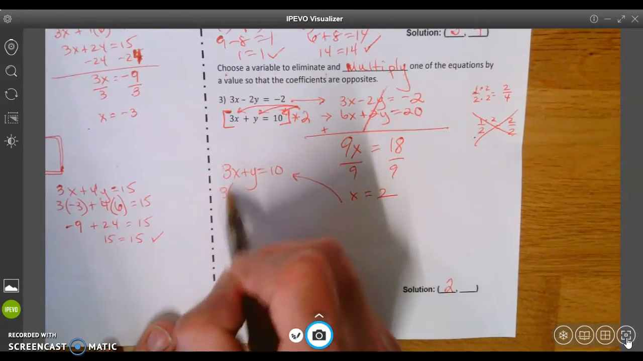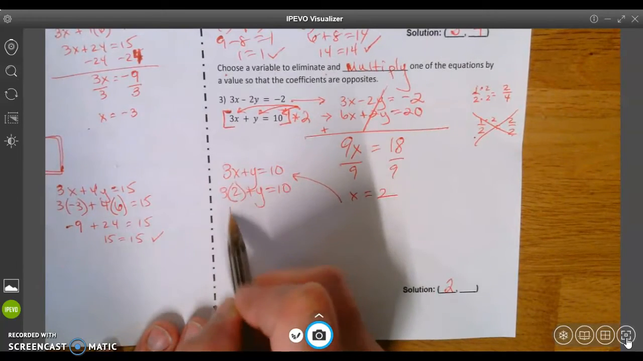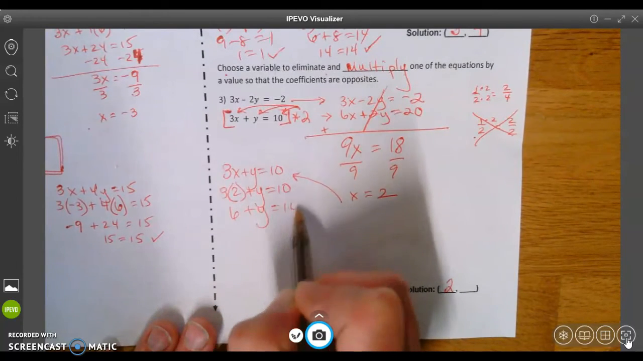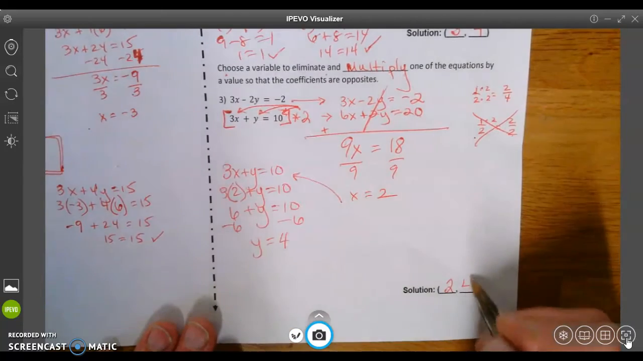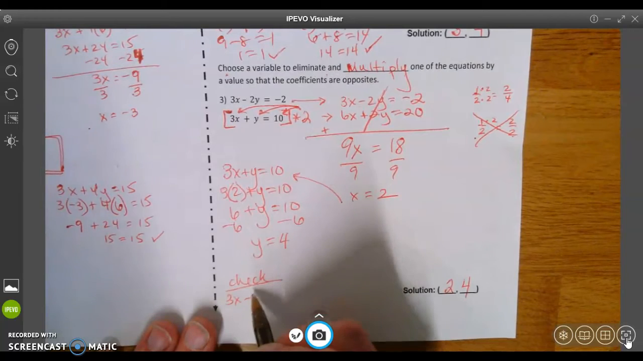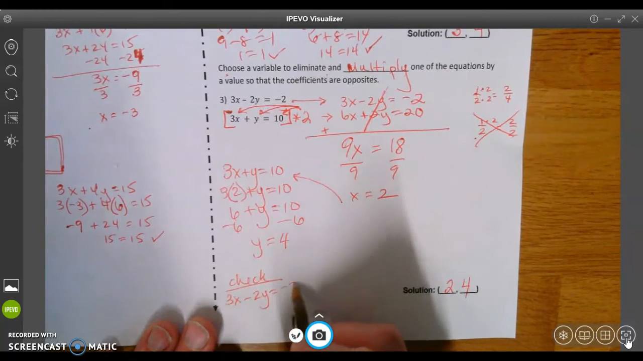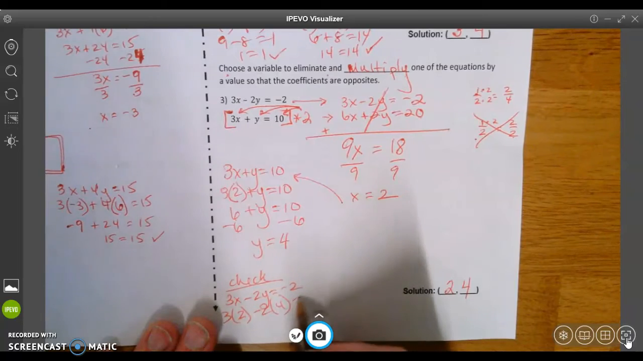So 3 times the value of x plus y has to equal 10. 3 times 2 is 6. So if we solve correctly, y equals 4 again. So let's start checking. We are checking to make sure 3x's minus 2y's equals negative 2. 3x's minus 2y's is going to work.